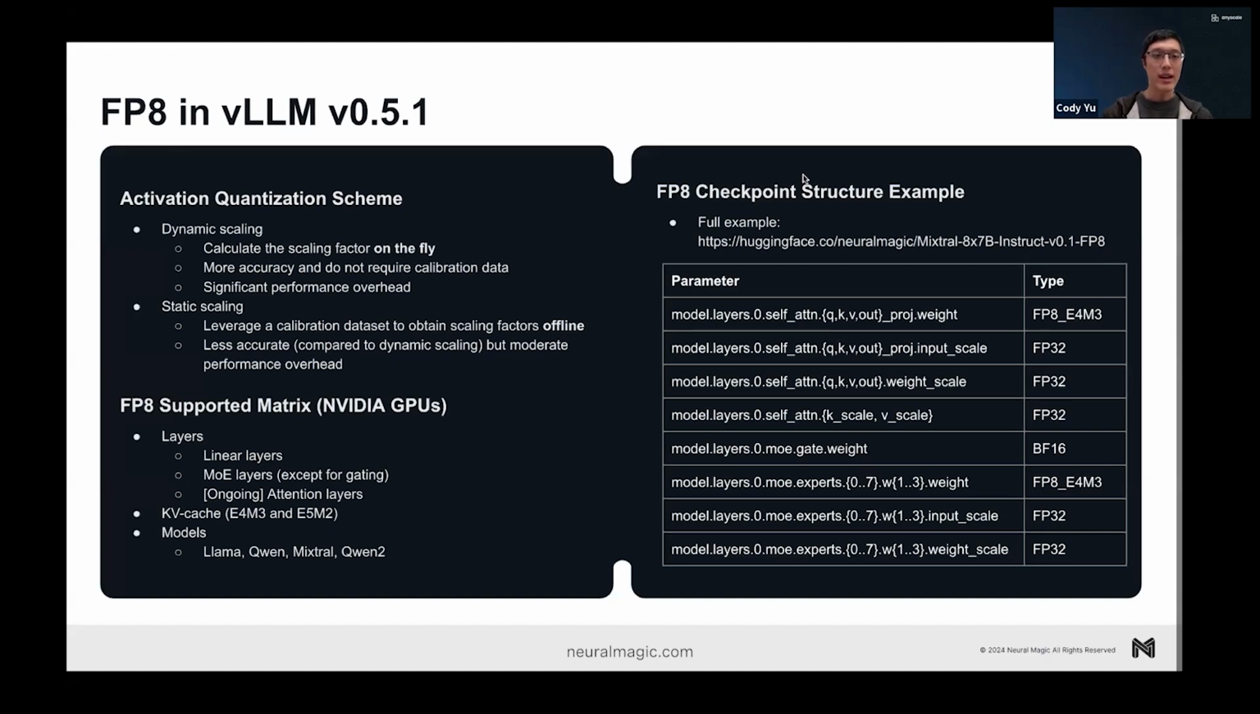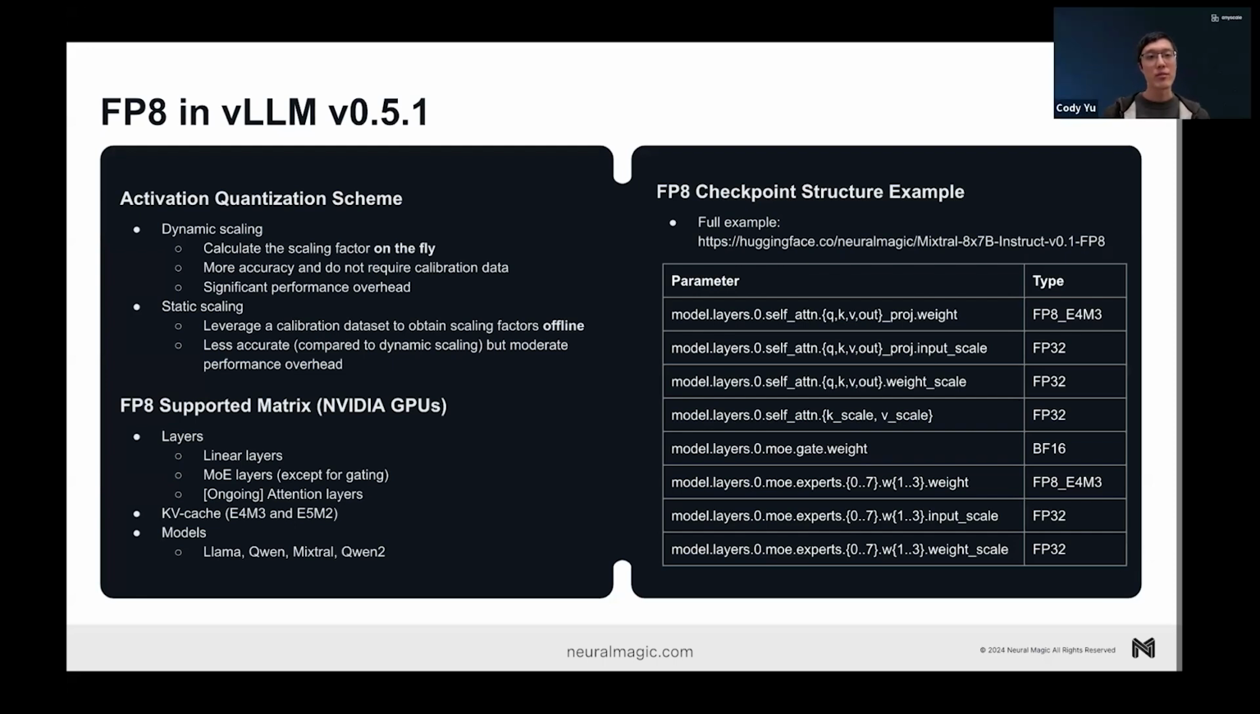This is more accurate and does not need calibration data because we just quantize the tensor based on what the current tensor is. But this actually brings significant performance overhead because you have to see all the values in this tensor, calculate the scaling using the equation in the previous slides, and then apply that to all the values in the tensor. So the overhead of this on-the-fly dynamic scaling usually eats most of the benefit from FP8 speed-ups.